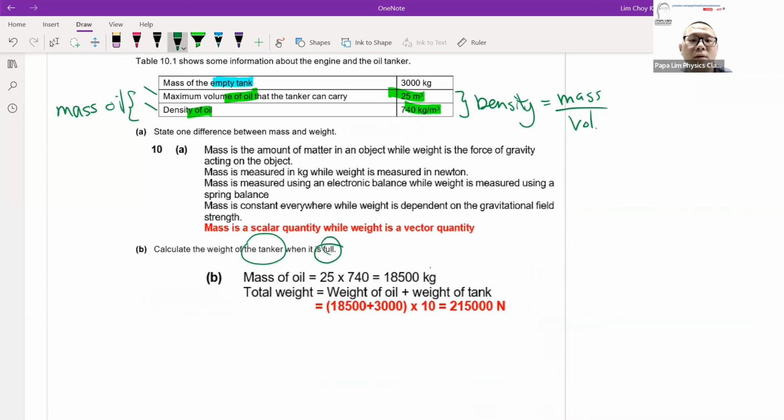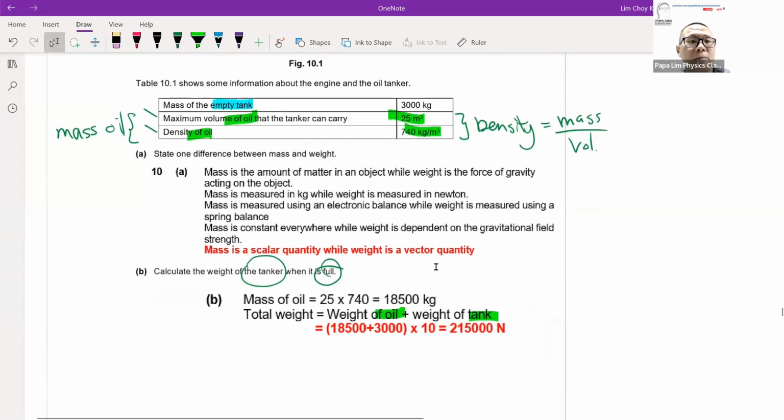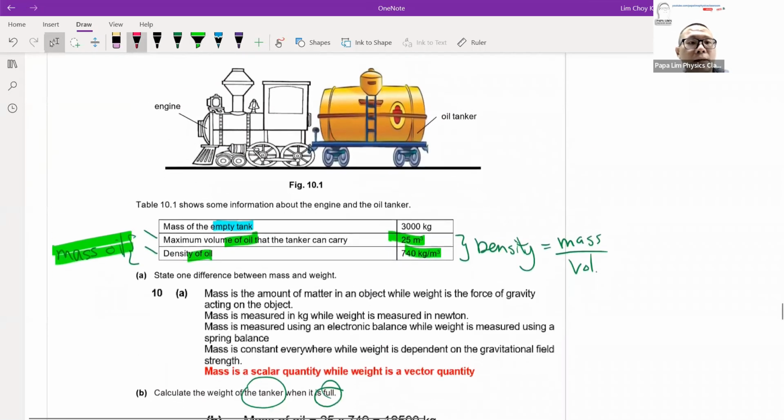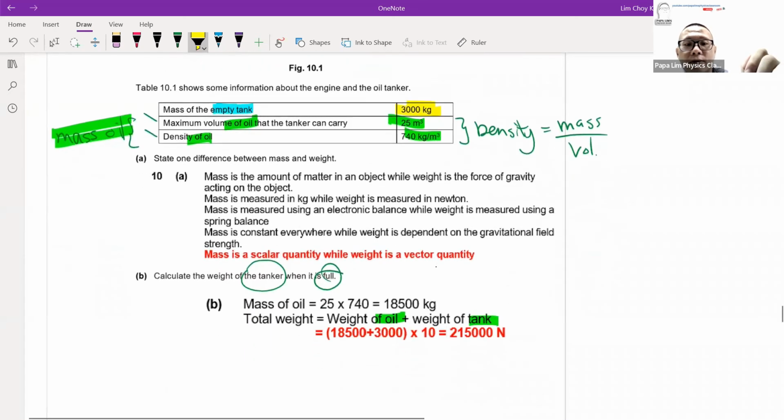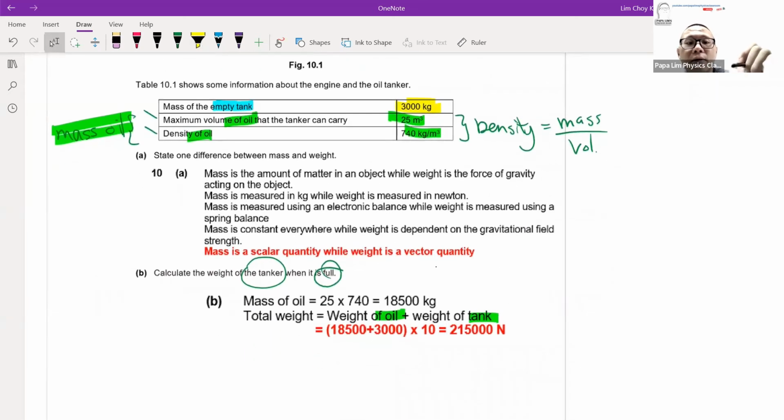So it includes oil and tank. Same thing, like I mentioned, you already know the mass of the oil, and you know the mass of the tank, which is 3000. Add them together and you will have the total mass. Then after that, same thing, weight is mg. So you must multiply by g. So yeah, it's quite straightforward here.